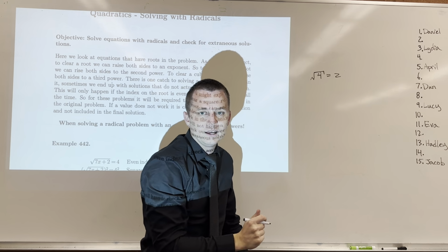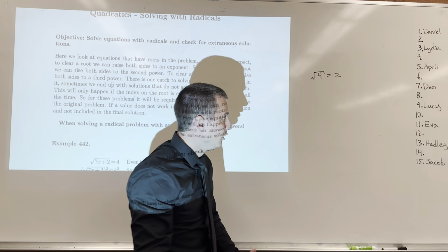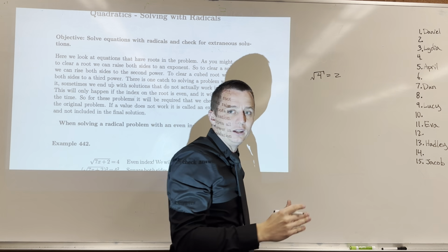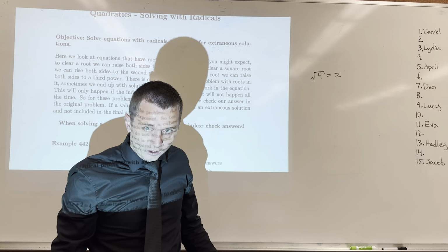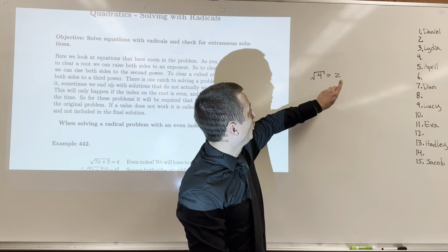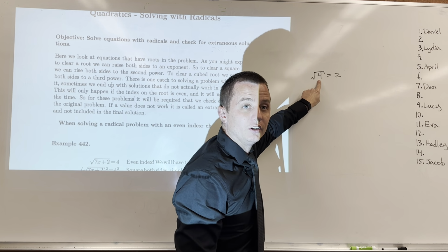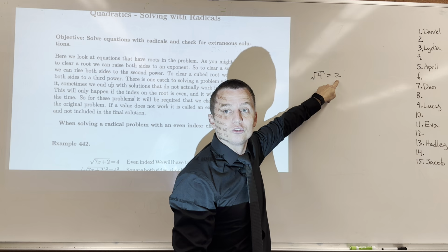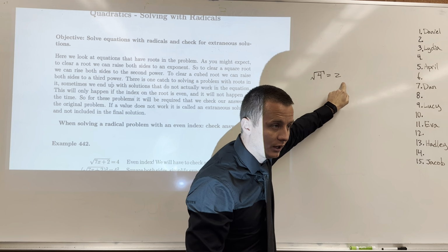2, right? And it's not negative 2. Even though, what is negative 2 times negative 2? It's positive 4. So when we do a square root of a number, we always choose the positive value. We don't do the negative.